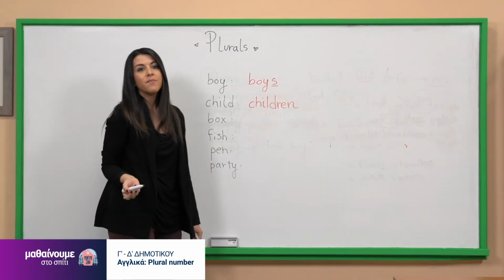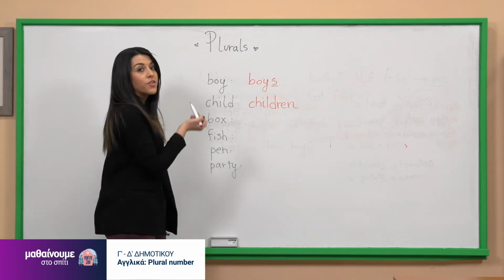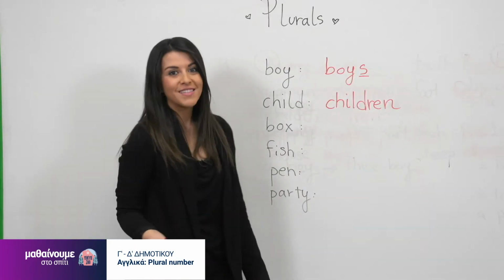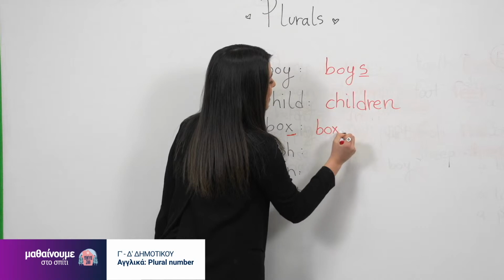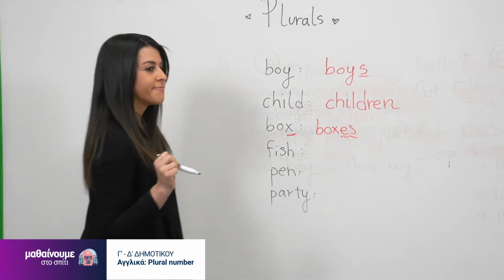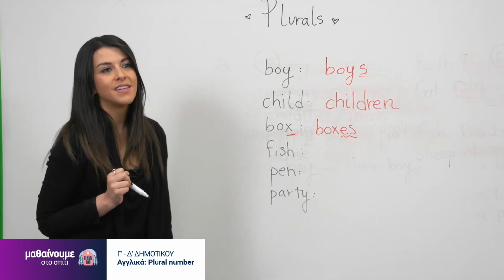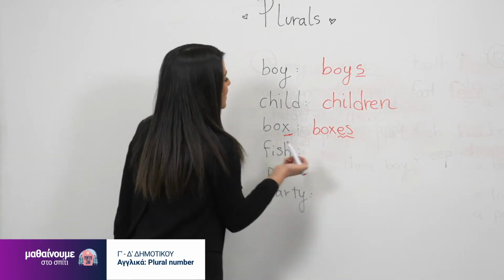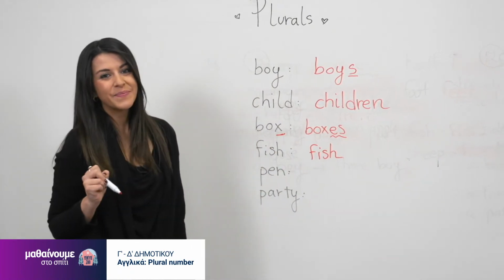Box. Okay, I'm giving you some time to think. Maybe you can write it down. I would recommend you write it down. You can write it on your notebook. Γράψτε τα ίσως στο τετράδιό σας για επανάληψη. Box. It ends in X. So you add ES. Boxes. All right? Okay. Fish. Everyone says fishes. Actually, sometimes people use it as well, but the rule says that it stays the same. Fish, fish. I hope you guessed it.